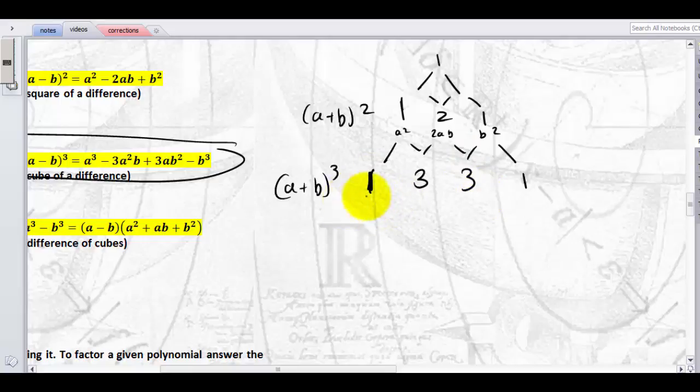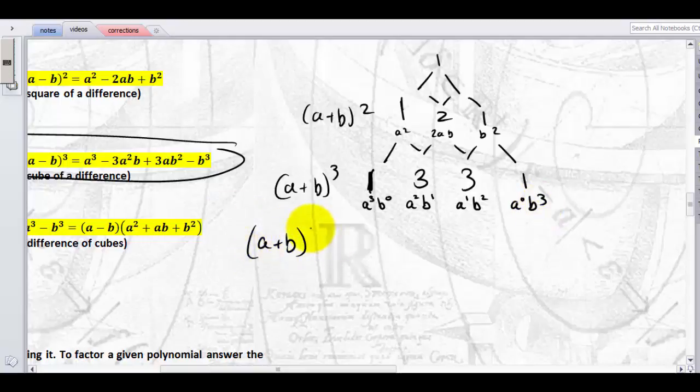Now, how do you find the different a and b right here? This is a cubed b to the 0. We don't write b to the 0. And then the power of a decreases by 1, and the power of b increases by 1. a squared b to the 1, a to the 1 b squared, a to the 0 b cubed. And we could go on like that.